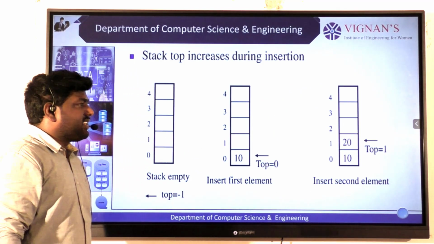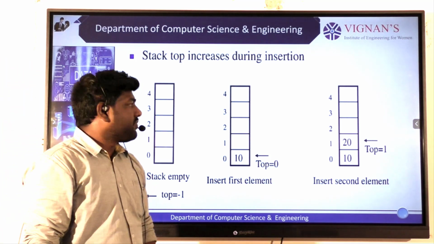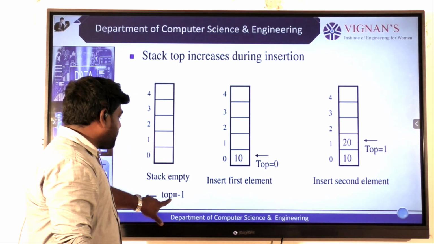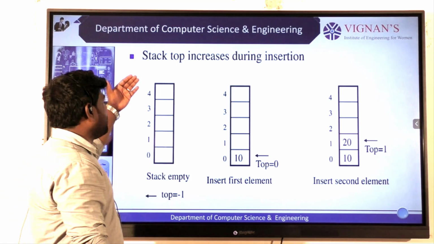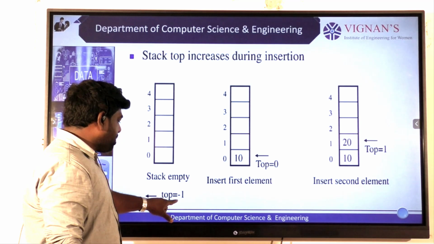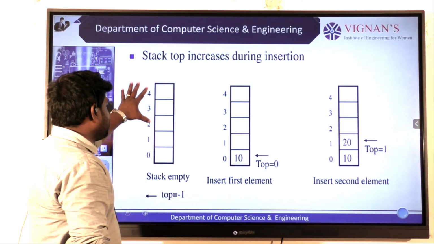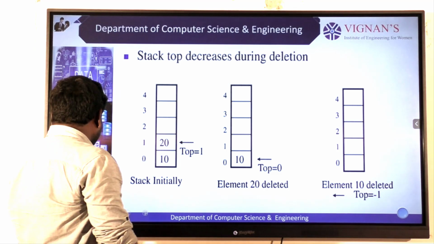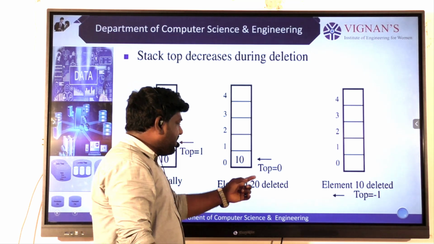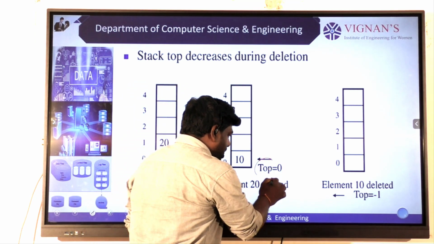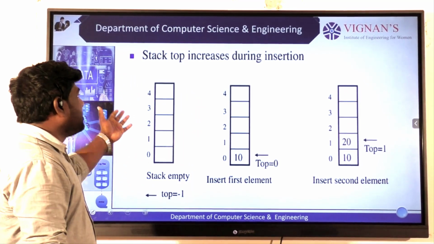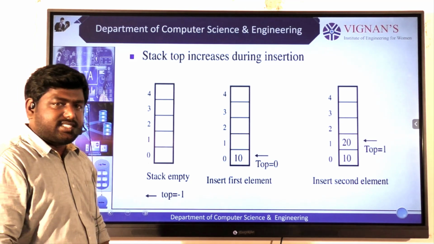Let us see how insertion takes place in a stack. For example, let us take this as a stack. Initially the top will be -1, because I am assuming that the stack is going to be implemented with an array. So initially the top position will be -1 and the stack is empty. When I am trying to add an element into the stack, we have to increment the top first.